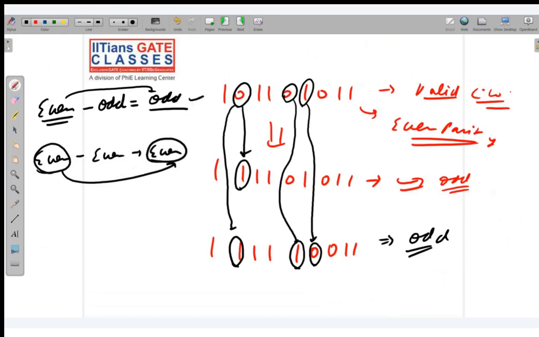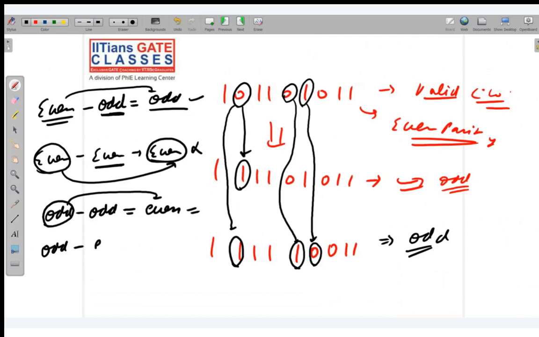So this is detected, this is not detected. So odd number of errors are detected, even number of errors are not detected. Same is the case with odd parity also. If we have odd parity and odd number of errors occur, we will get an even answer. So odd has changed to even, so we will be able to detect it. And if we have even number of errors, odd minus even is odd only, odd has remained odd, so we will not be able to detect it.